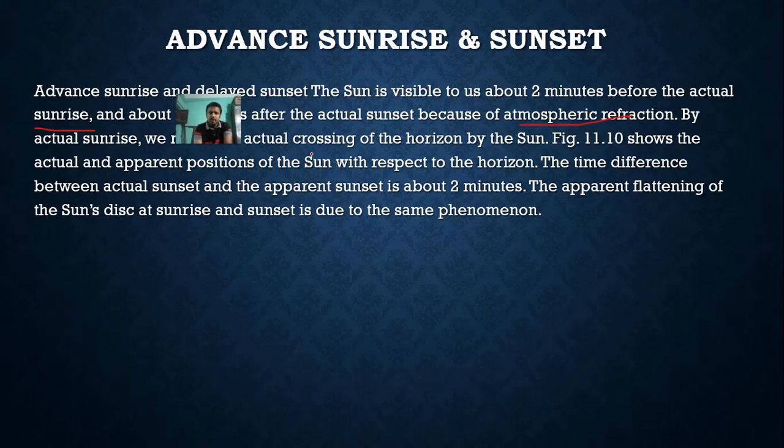By sunrise we mean the actual crossing of the horizon by the sun. Sunrise is when the sun pops up through the horizon, because we can see only up to the horizon, not below it. So sunrise is when the sun pops up through the horizon, and sunset is when the sun goes down through the horizon.